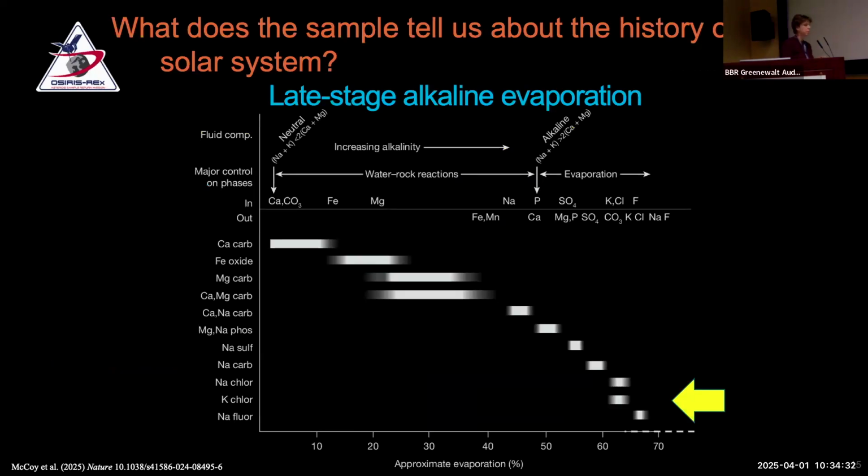We can build an understanding of the history of the asteroid by looking at the relative abundances of all of these minerals and associated elements to tell us something about how that body has changed over time. And this has helped us understand the evaporation event and the alkaline nature of the early water that was probably part of the parent body that this broke off from.